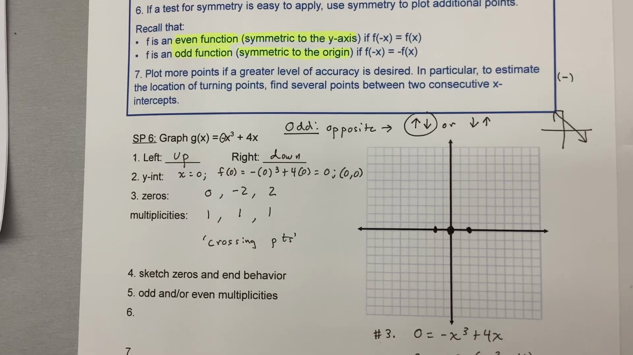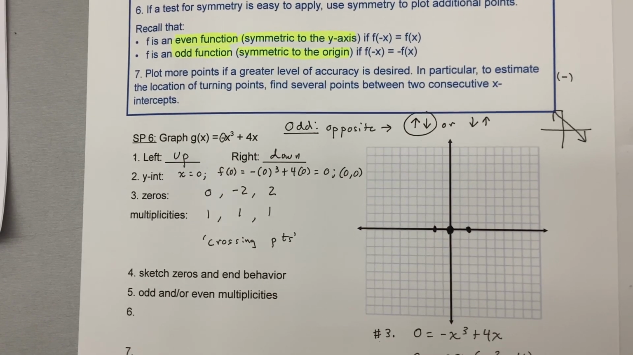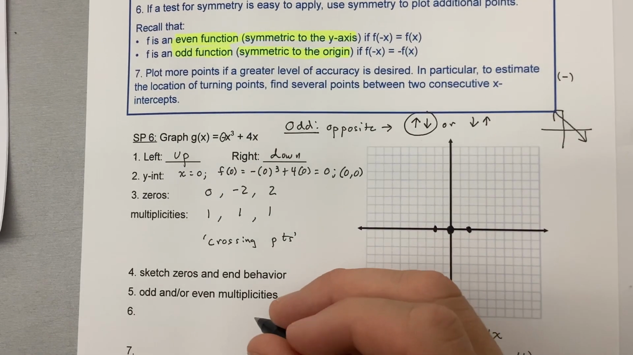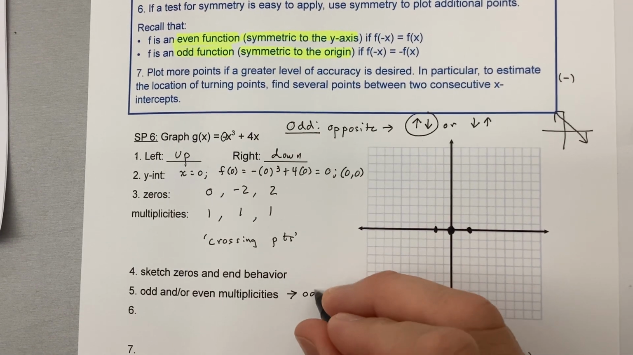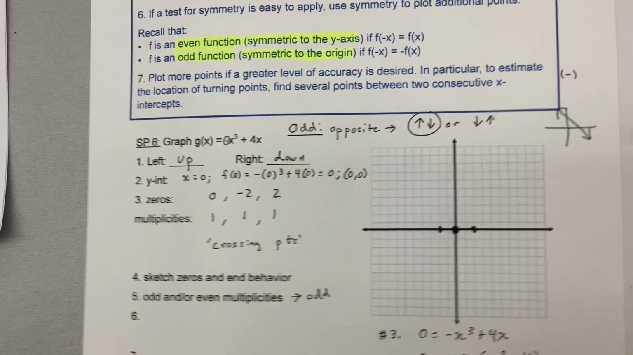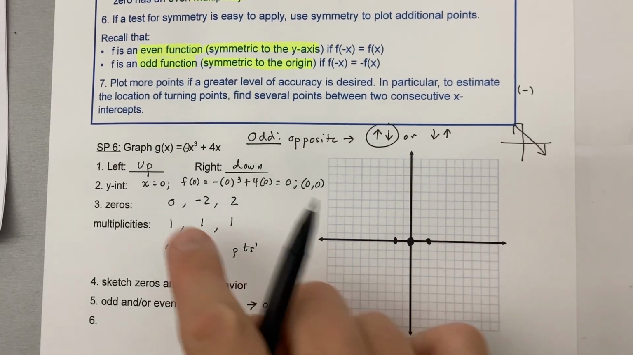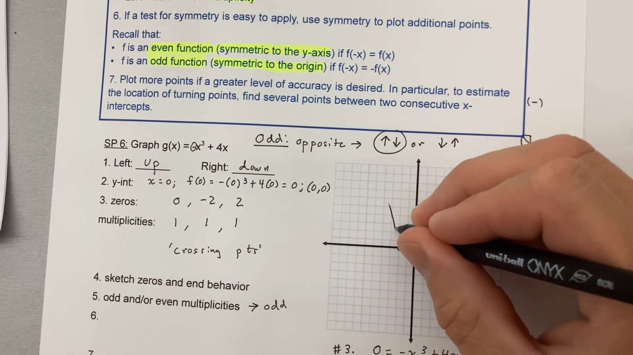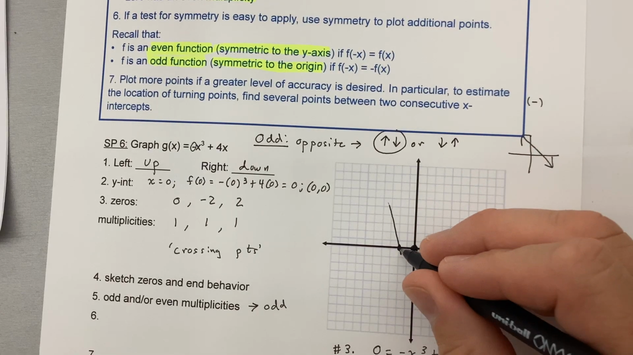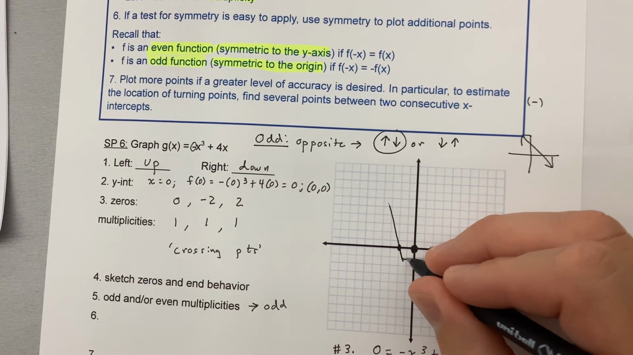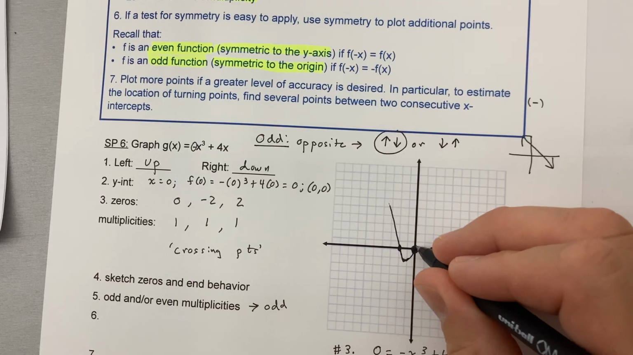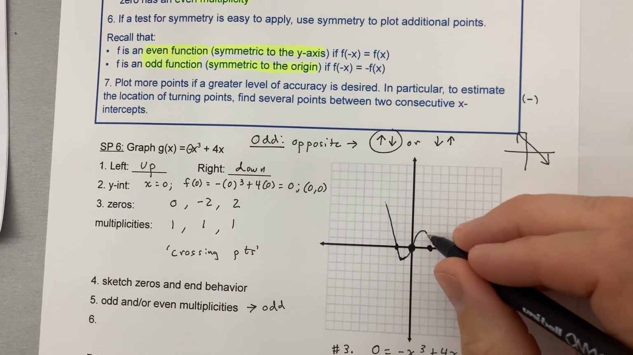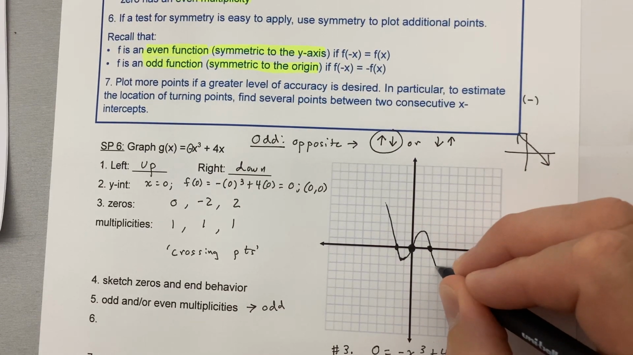So sketch the zeros and the end behavior. Odd and even multiplicities, we talked about that. They were all odd. Very good. And now let's go ahead and do it. Left end is going to start by going up. We need to go through this point here. Now we don't know how far down it's going to go, but we'll just say it's about right there. We'll go back up through 0. Just a crossing point again. It's going to go up so far and then has to come back down.